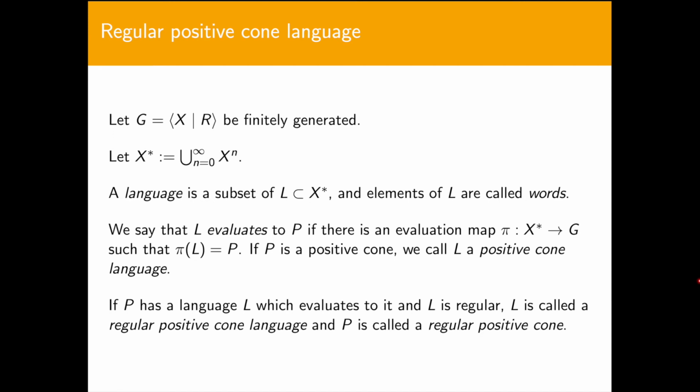Now we say that L evaluates to P if there's an evaluation map from X star, so all the words over X, to G, such that pi of L is equal to P. So you have words over the generators of G, which map to G. For example, X inverse maps to its inverse. And we just want a collection of words which map to P. Now if P is a positive cone, we call L a positive cone language.